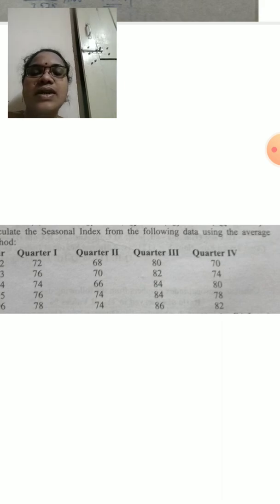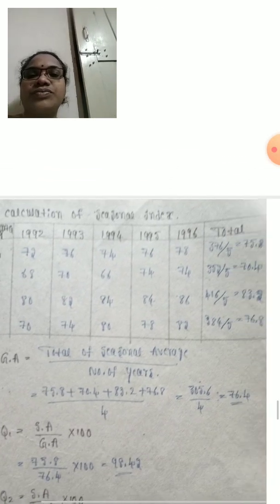Quarter 4 is 70, 70, 78, again 82. Now let us discuss the third problem, calculation of seasonal index.